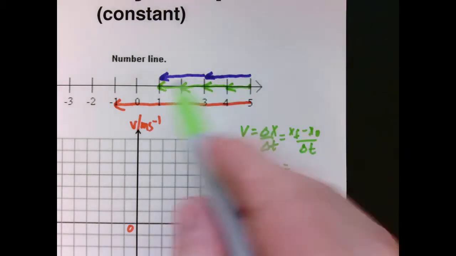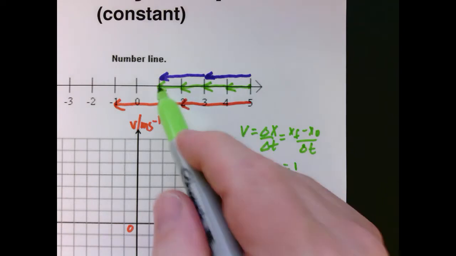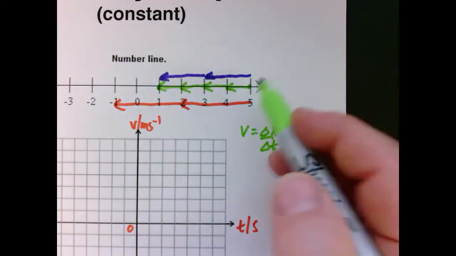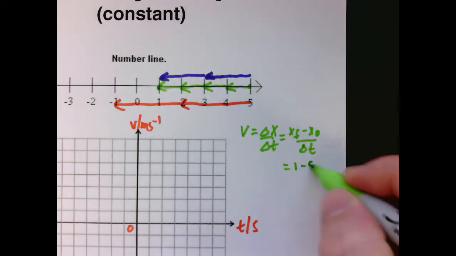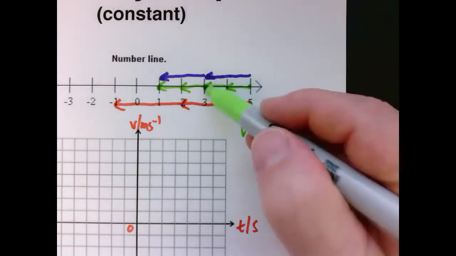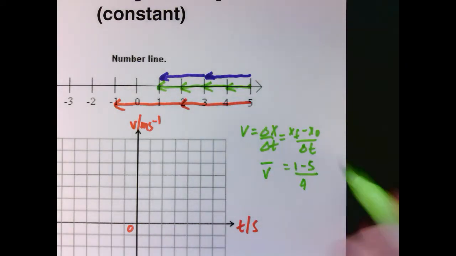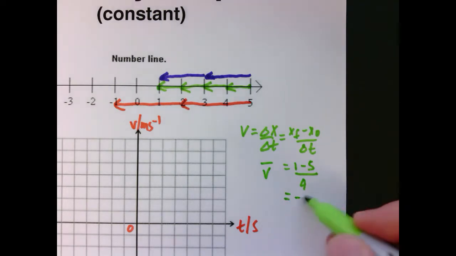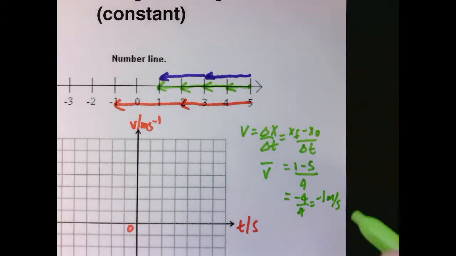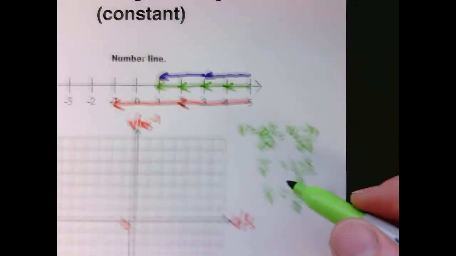The final position is 1, right here, and the initial position was 5. So 1 minus 5, and it took 1, 2, 3, 4 seconds. So we have -4 over 4, which is -1 meters per second. Now that should come as no surprise. We know that the change is in the negative direction.